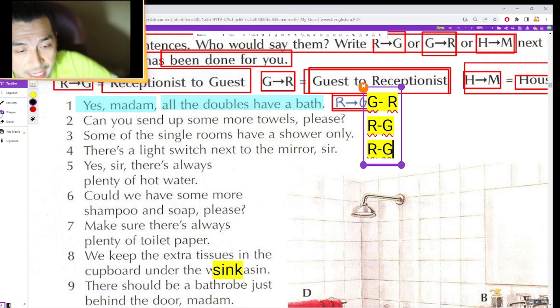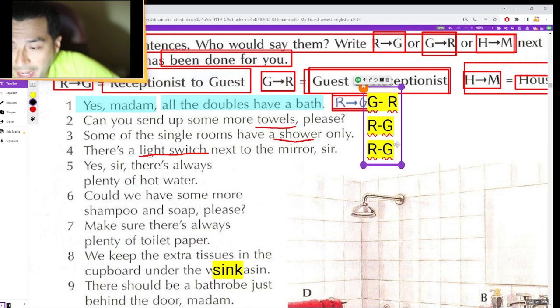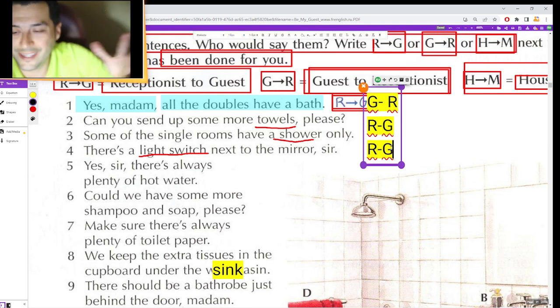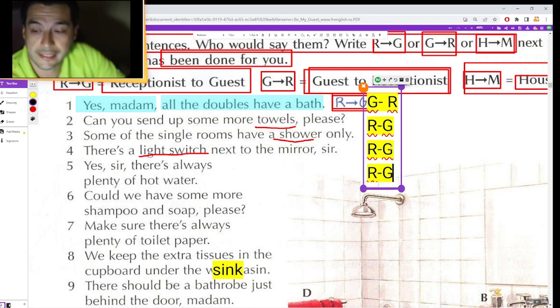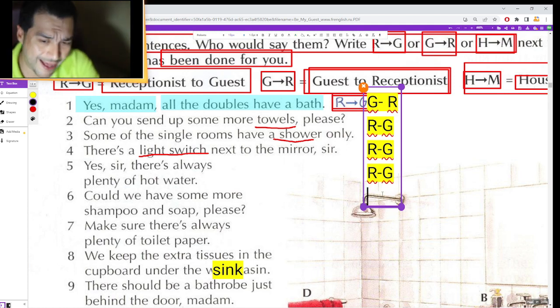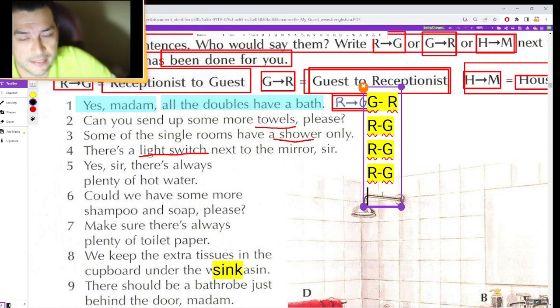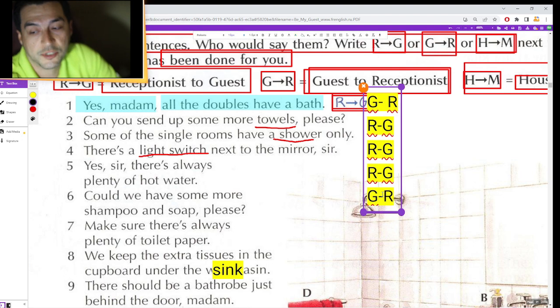So in this exercise, we have all the vocabulary for the bathroom. Towels, shower, light switch. Number five, "Yes, sir. There's always plenty of hot water." Plenty of hot water. Receptionist to the guest, RG. Number six, "Could we have some more shampoo and soap, please?" Oh, this is the guest. Guest to receptionist. More shampoo and soap, please.